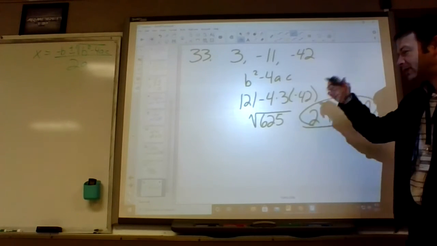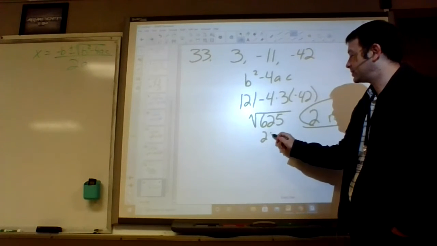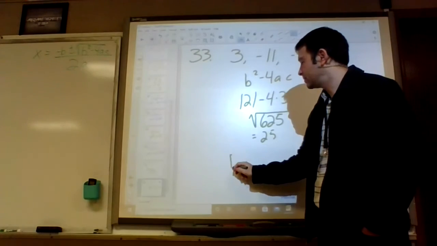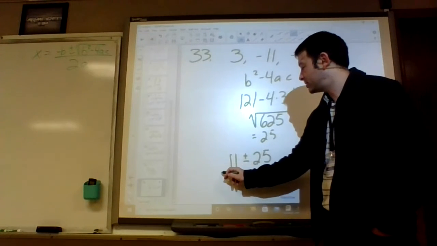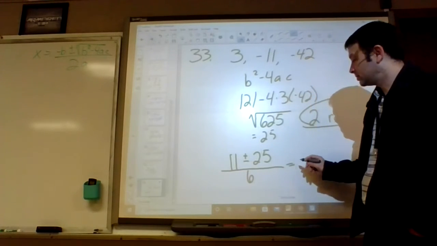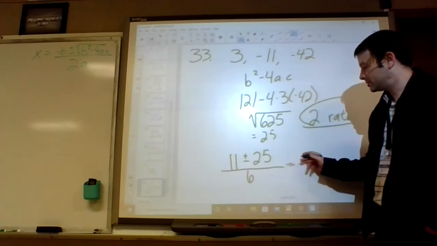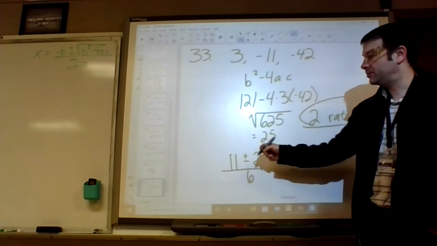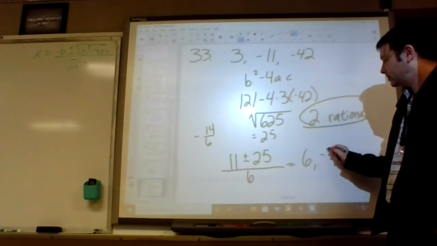But since we already did most of the quadratic formula, we might as well go ahead and finish that. So it's negative b is 11, plus or minus the square root of 625, which is 25. We already did that part. Over 2a. 11 plus 25 is 36, divided by 6, which is 6. 11 minus 25 is negative 14, divided by 6. Negative 7/3.